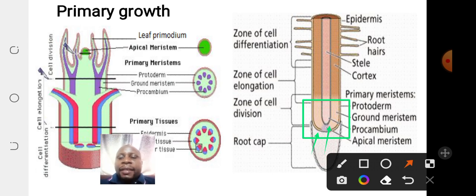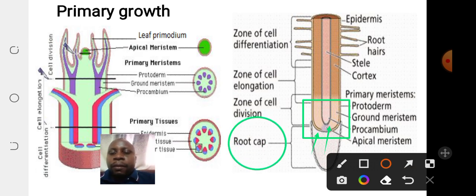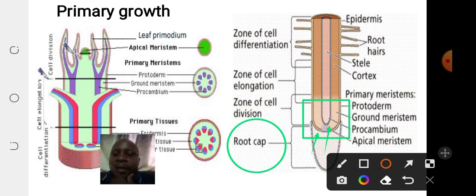The characteristics of cells at that particular point, as discussed earlier, are that they have got dense cytoplasm, they lack vacuoles, and finally, they have got very thin cell walls. What protects these delicate cells at the apical meristems in the root? We have talked about the root cap. So the root cap is the one which protects the delicate apical meristems. These apical meristems are found at the zone of cell division.